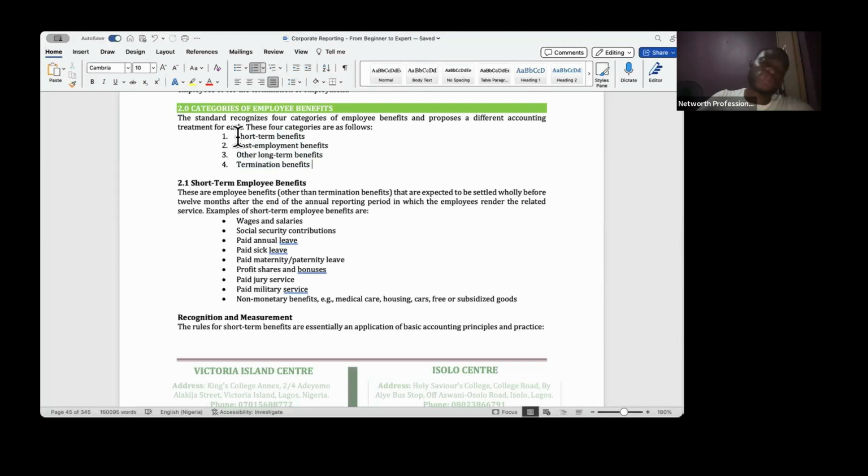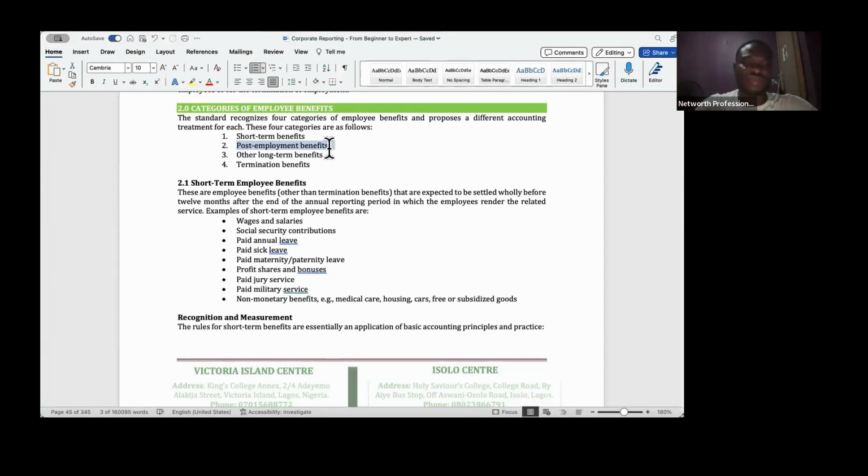For short-term benefits, from the name, these are the benefits that the employer pays almost immediately or within 12 months. These are basically our monthly wages and salaries, and other allowances, all the basic pay and other allowances that you are entitled to within 1 year. That's short term.